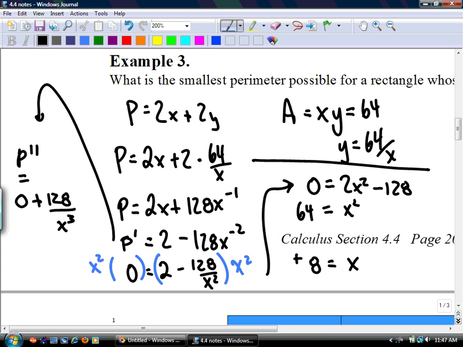Okay. Oh yeah, whatever, 256, sorry. Is it a max? Find the small. What is the smallest perimeter? Well, when x is 8 and y is 8, the perimeter is 8 plus 8 plus 8 plus 8. 32.